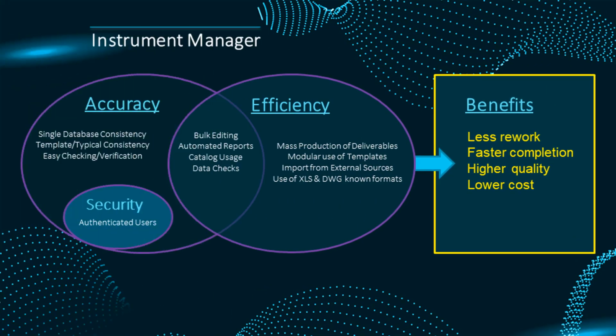All of those accuracy gains are summarised in this diagram. If you are making less errors, you will have less rework and your project will take less time and cost less. Similarly, if your efficiency and productivity are elevated by the Instrument Manager benefits, then your project will be completed faster and cost less.